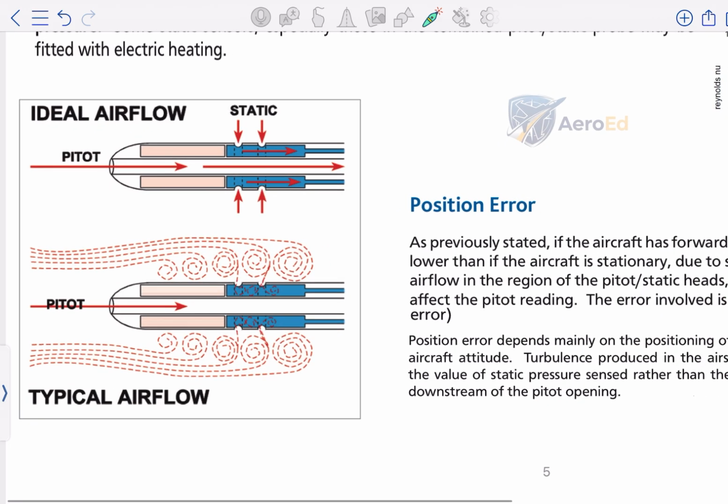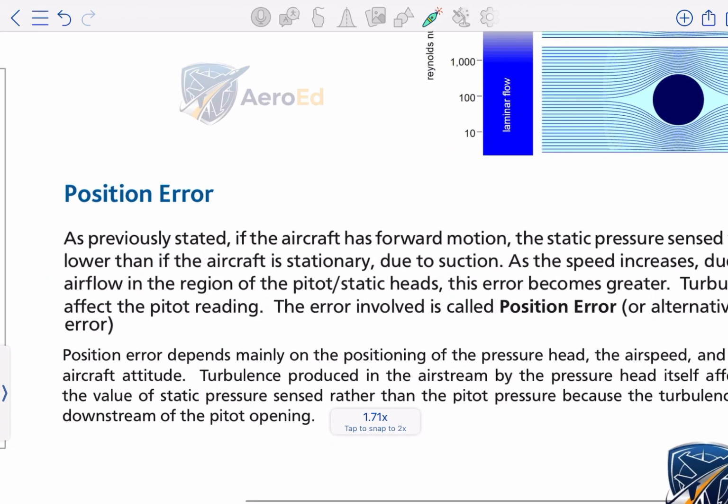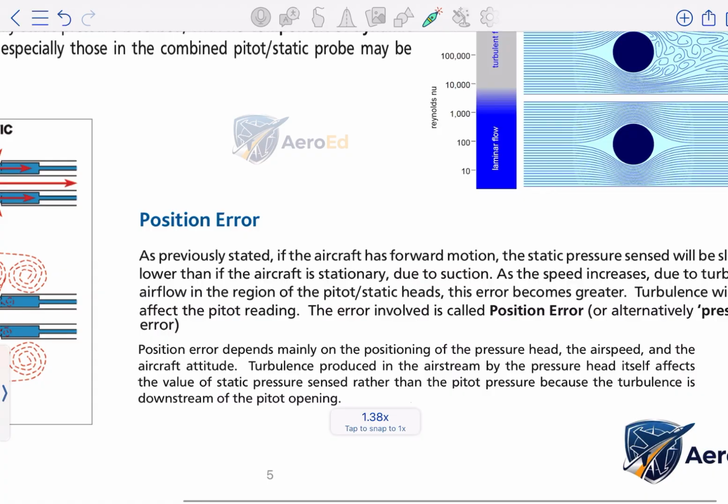So let me explain by this diagram. An ideal airflow is supposed to look like this, right? So from here pitot pressure is sensed, and from here static pressure is sensed. But the airflow is not ideal, right? A typical airflow looks like this: when the aircraft moves, the air becomes turbulent. And the statement says that the static pressure sensed will be slightly lower than if the aircraft is stationary, due to suction.